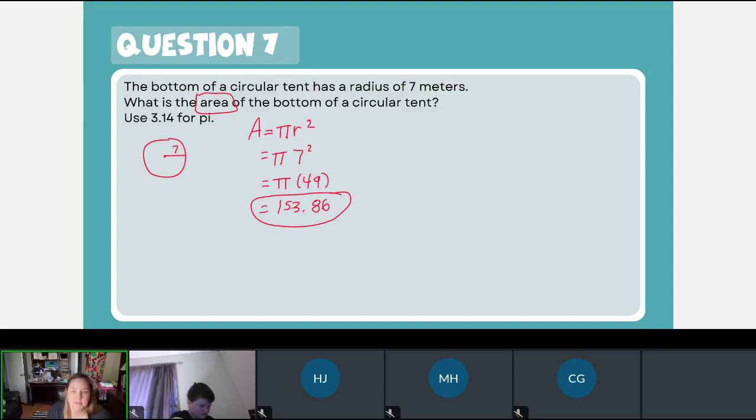All right, about 30 seconds, and we're going to move on to number 8. So the final answer for 7 was 153.86 meters, if you're getting specific.